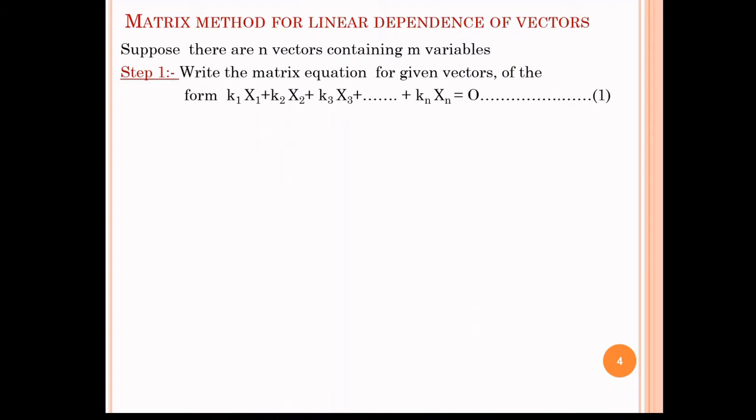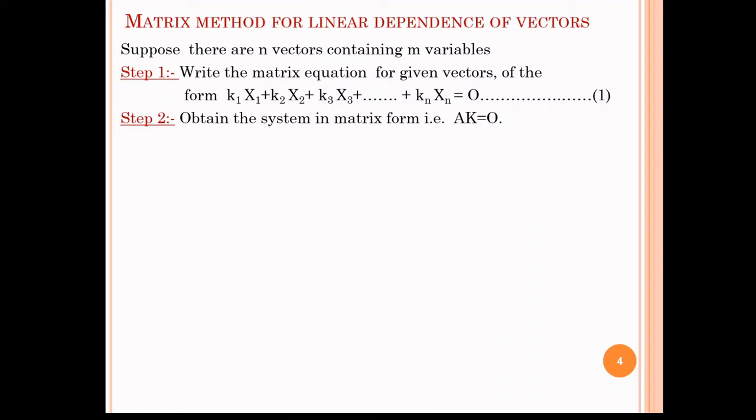Then how do we determine whether the given vectors are linearly dependent or linearly independent using the matrix method? Suppose we have n vectors with m variables. If we are given n vectors, then we have n scalars k1, k2, up to kn, and we have a relation. Let us assume that relation, and then we evaluate the values of k1, k2, k3, kn. If we get all 0, then the vectors are linearly independent, and if we get some relation, the vectors are linearly dependent.